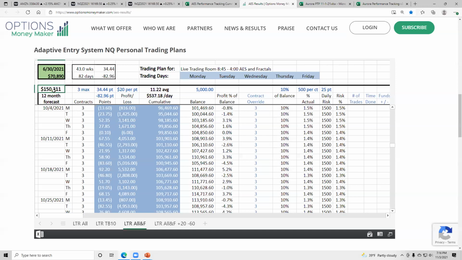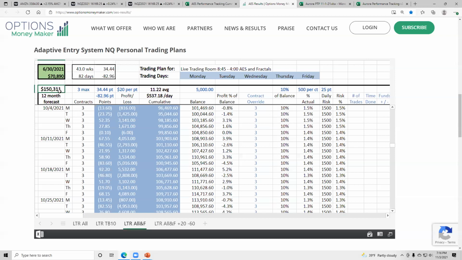after 52 weeks. Now, we're getting close. I mean, we're 43 weeks into this particular plan, and this is the 845 to 4, including fractals, all adaptive entry system signals plus fractals. And starting with $5,000, it's really on pace to be about $150,000 of income. And we've got another 9 weeks to go.